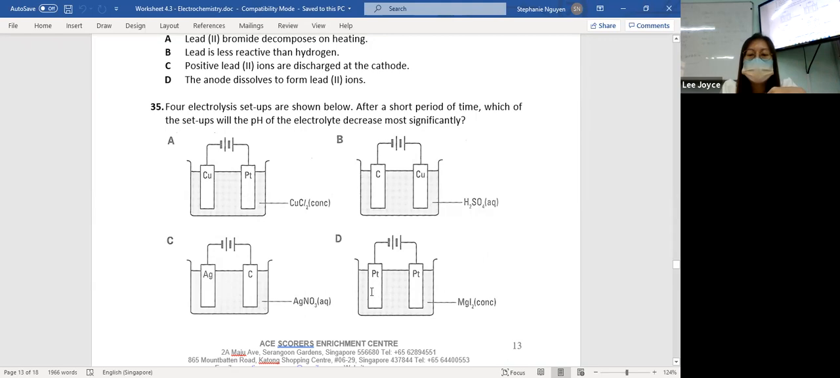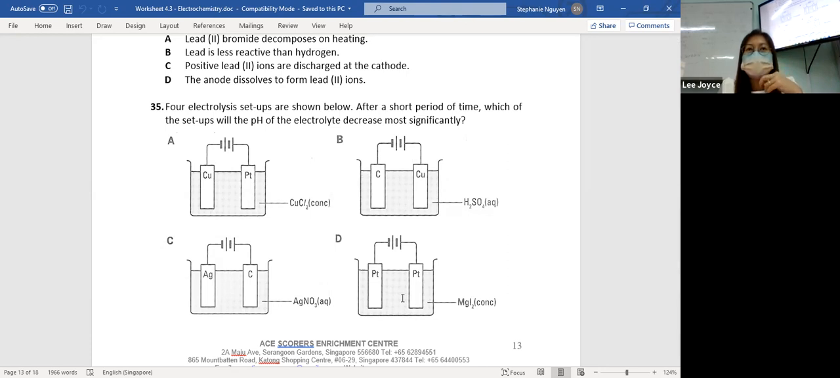So at the cathode, can Mg2+ ions be discharged? No, because it's a reactive metal ion. So instead, you have the H+ ion to be discharged to get the hydrogen gas at the cathode. Correct. You're left with magnesium hydroxide, which is actually a sparingly soluble alkali. So you will get some kind of a cloudy solution because of the formation of the magnesium hydroxide, but it will be white.